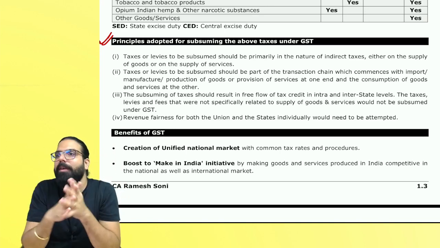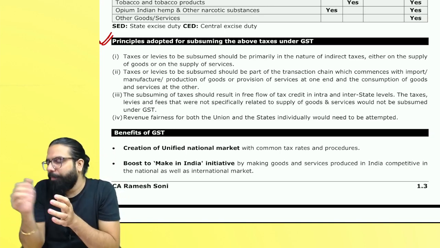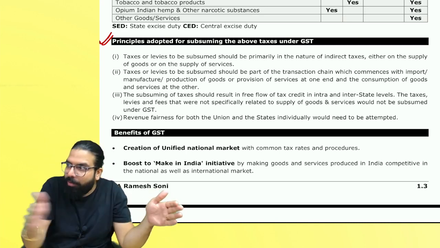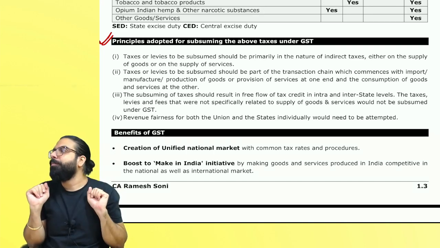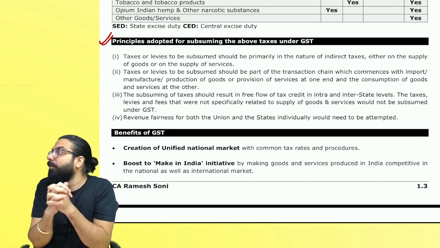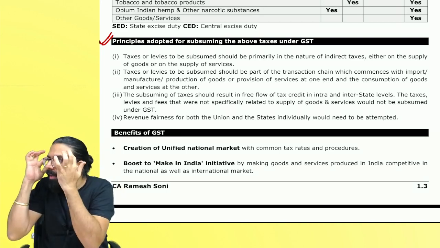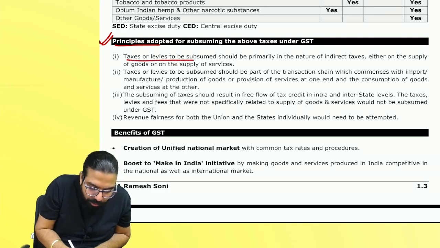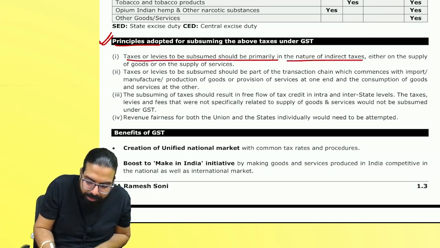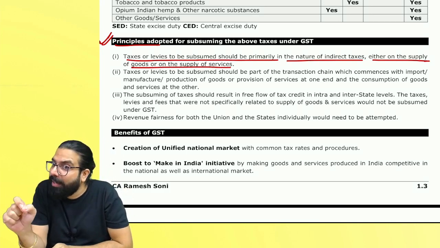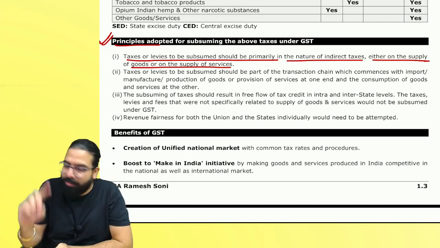What was the principle? The principle was any tax starting from manufacturing till the consumption. In this chain, whatever taxes were there, they subsumed them. Any tax which was leading to a cascading effect, they subsumed it. Correct or not? These were basically the principles. That is what is written. Taxes or levies to be subsumed should be primarily in the nature of indirect tax, which is on what? Supply of goods or service. So what did they subsume? They subsumed only indirect taxes, which were basically on goods and service.